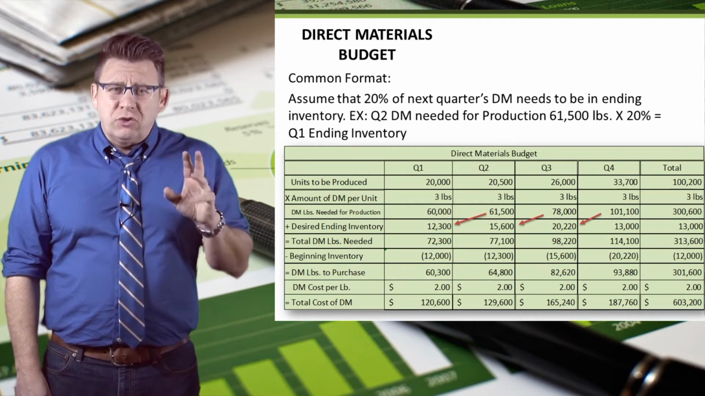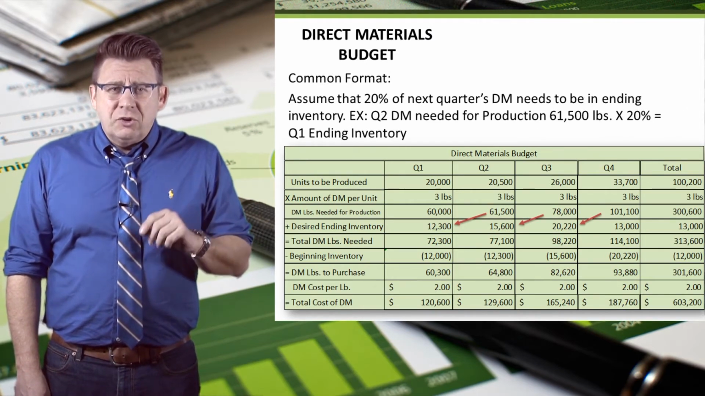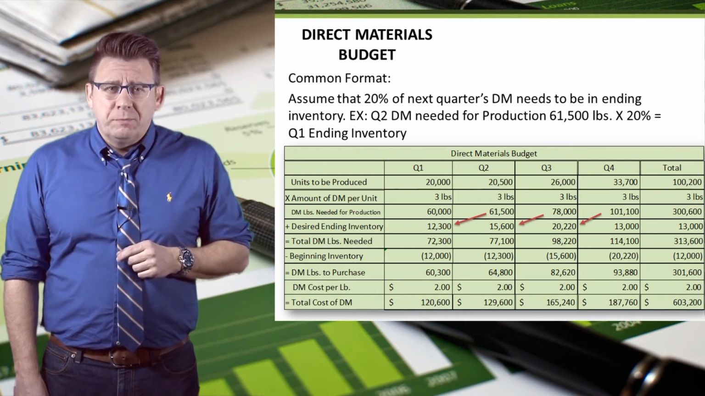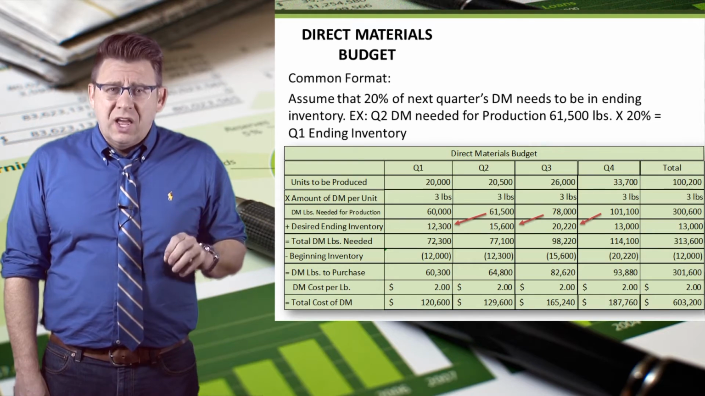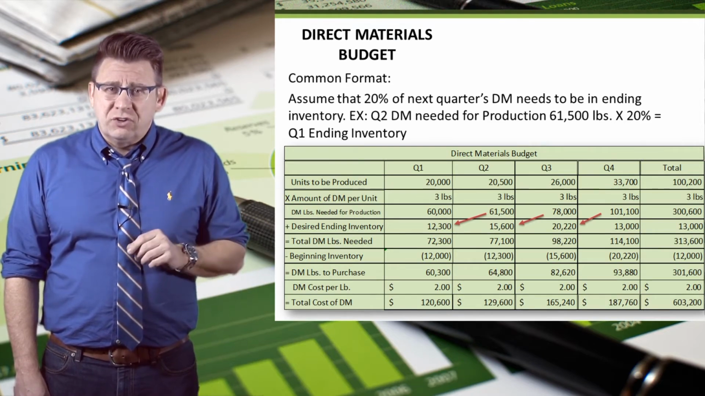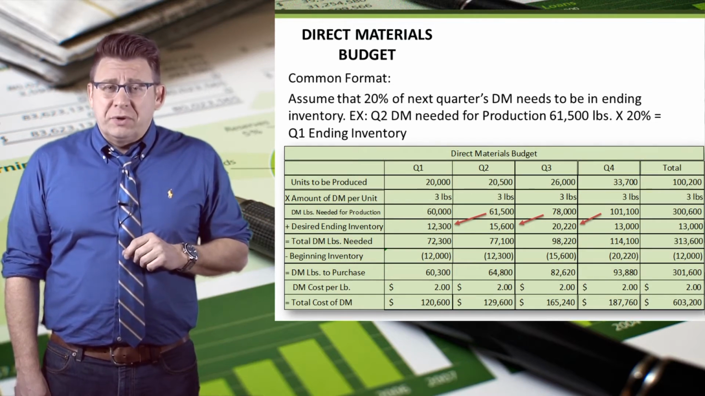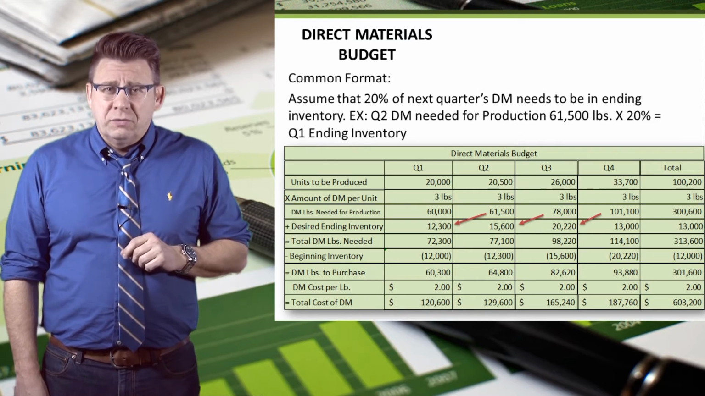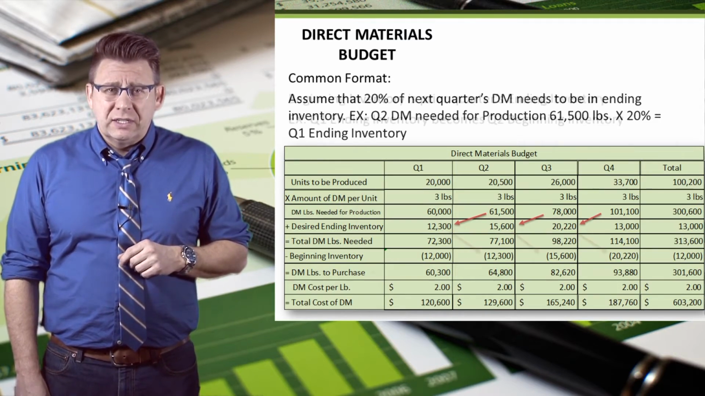So let's assume that 20% of next quarter's direct material needs need to be on hand at the end of the quarter. So the desired ending inventory is 20% of next quarter's direct material needs for production and is added to the current quarter's direct material needed for production to arrive at total pounds of direct materials needed.